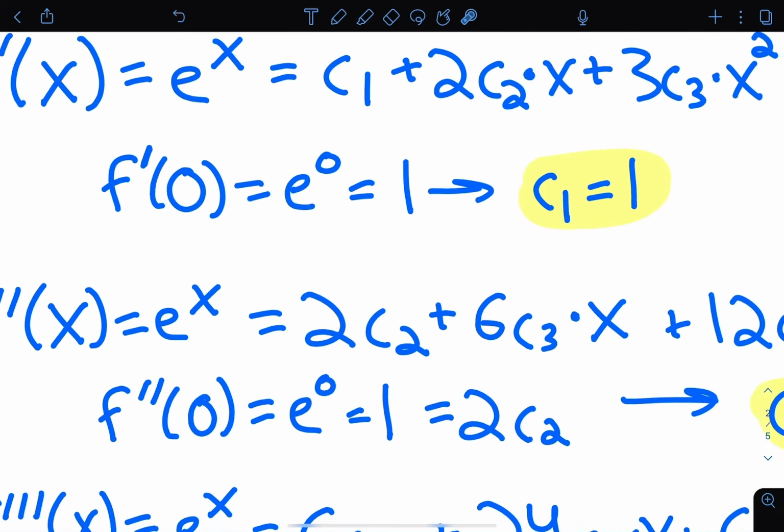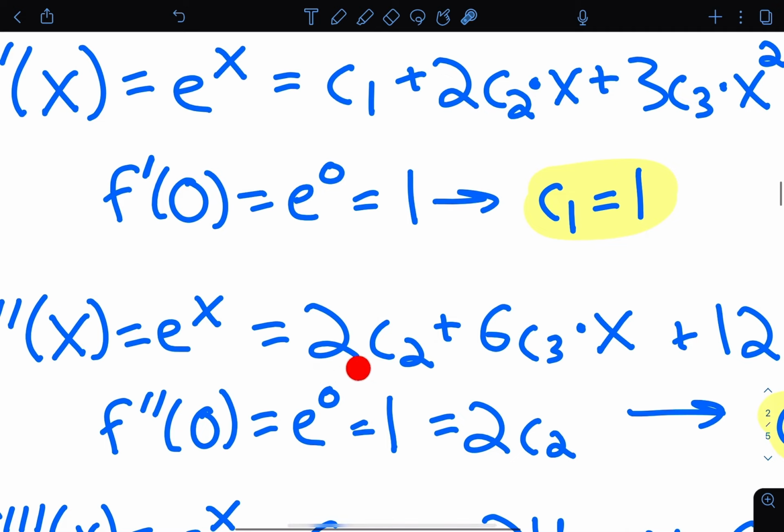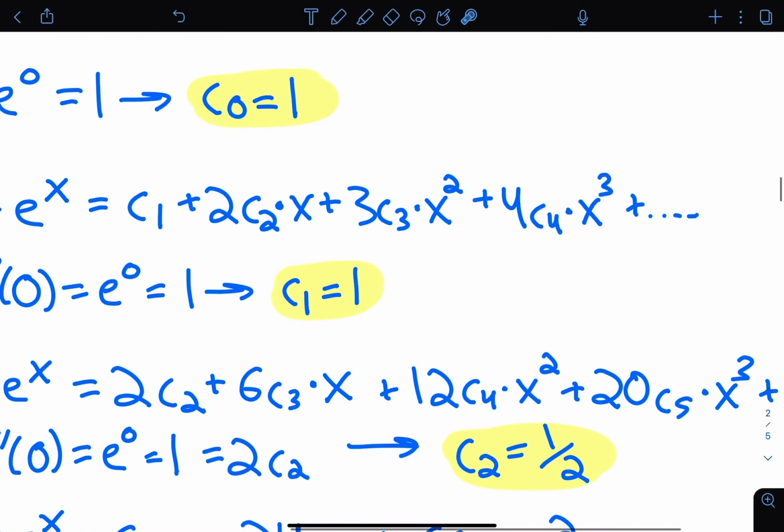And now, if I plug in 0, f double prime of 0, so e to the 0 is again 1, but this time it's going to equal 2 times c sub 2. So again, I'm plugging in 0. That's getting rid of all of the terms that still have an x in them. 2 times c sub 2, so c sub 2 is going to be a half.